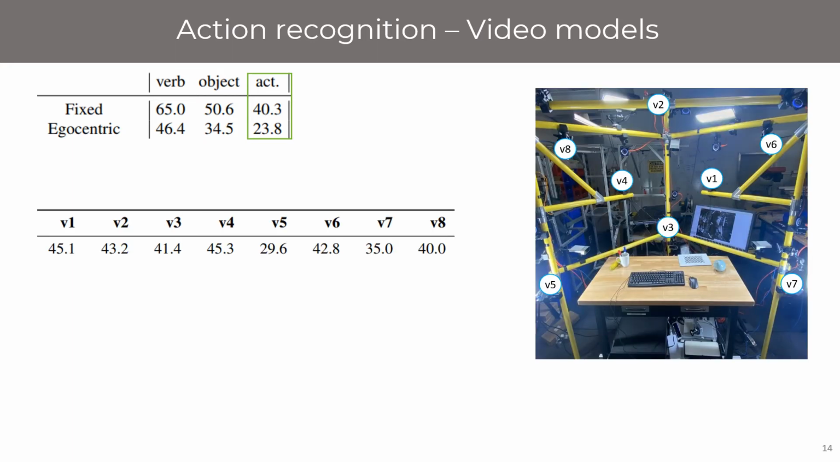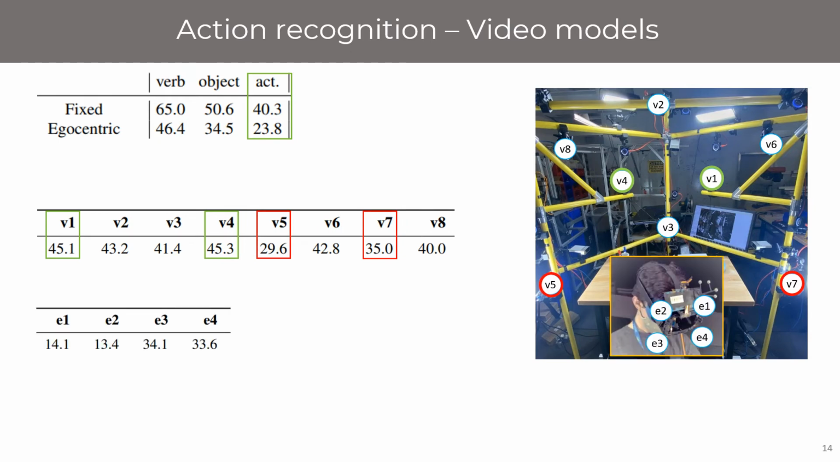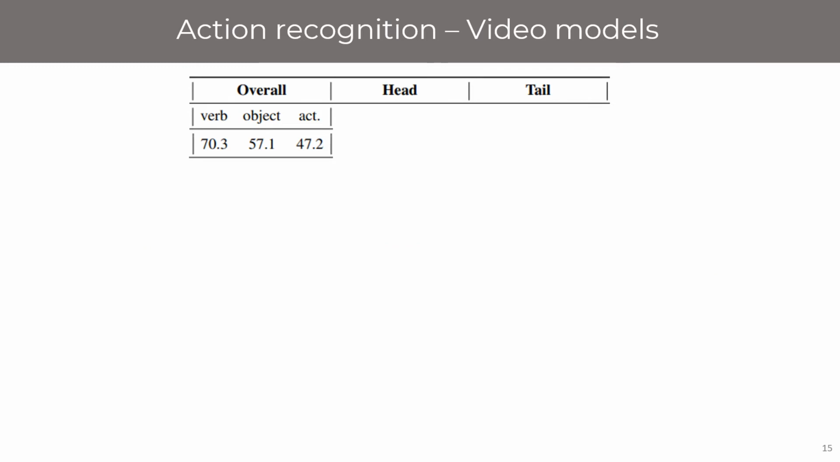The poor performance on the egocentric views highlights the challenging nature of recognizing actions solely from the egocentric point of view. When we investigate the performance of individual camera views, we see that the overhead cameras V4 and V1 have the highest accuracy, while the side cameras V5 and V7 have the lowest. And in the egocentric setting, the top headset cameras E1 and E2 have the lowest accuracy since they do not fully capture the table.